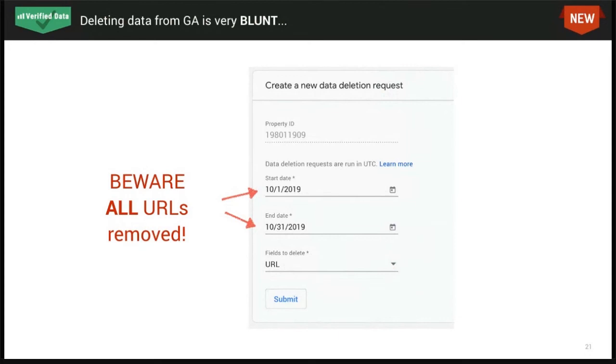Here's an example. If you have a problem with URLs, like the one I showed you earlier, where there's some PII in there, you need to delete. You put in your date range where this happened. So in this case, I put in the month of October last year, and the field to delete: URL. All URLs, and I mean all URLs within that date range, will be deleted, not just the ones that have PII. That's going to be a huge hole in your data if you go ahead with that. You may have no choice, but the point I'm trying to make is think about this beforehand so that you don't end up in this situation.